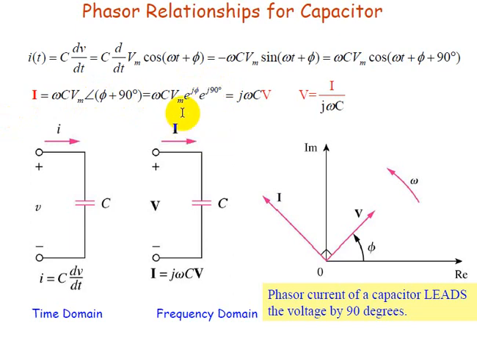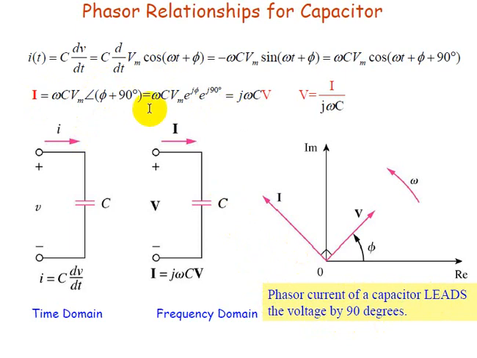Okay, so this is the current through the capacitor in an AC circuit, and here we also see that the current leads the voltage. This is the voltage. The current leads the voltage by 90 degrees for a capacitive network. See, the phasor current of the capacitor leads the voltage by 90 degrees.